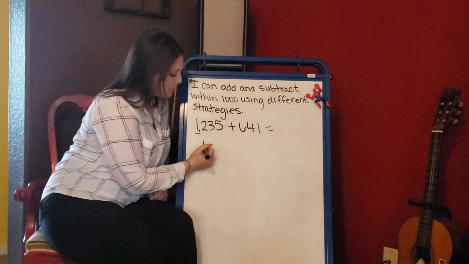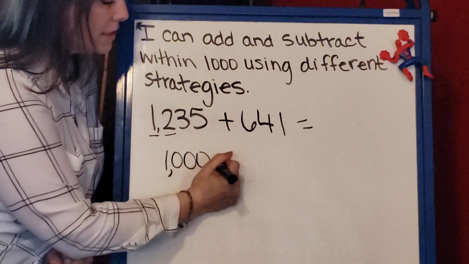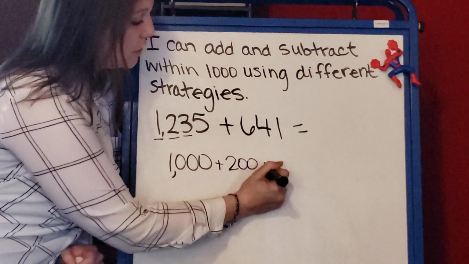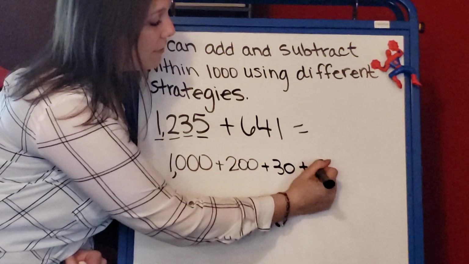I know my 1 represents 1,000. I know my 2 represents 200. My 3 represents 30. And my 5 represents 5.